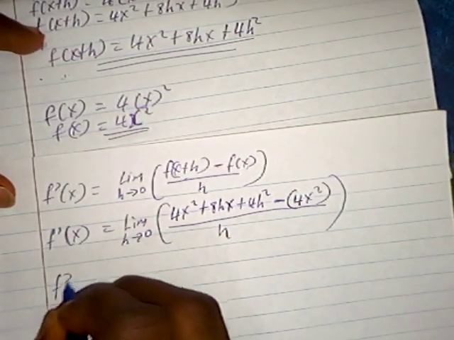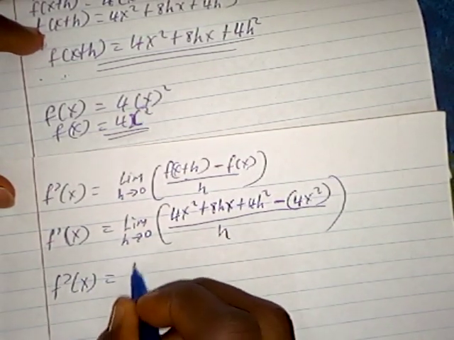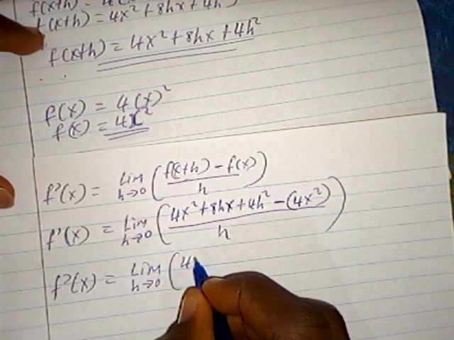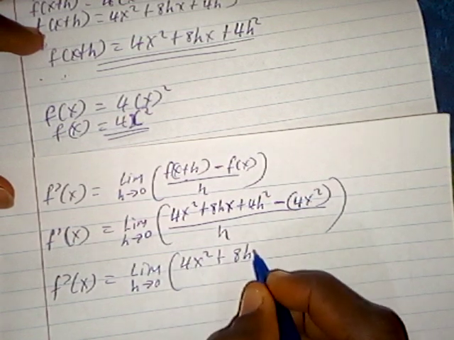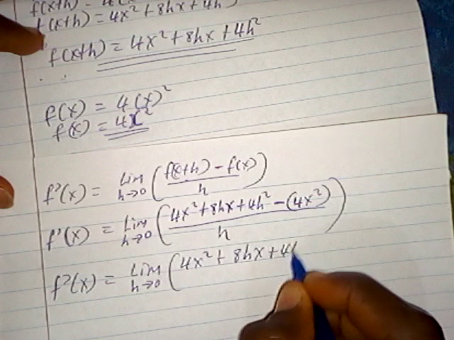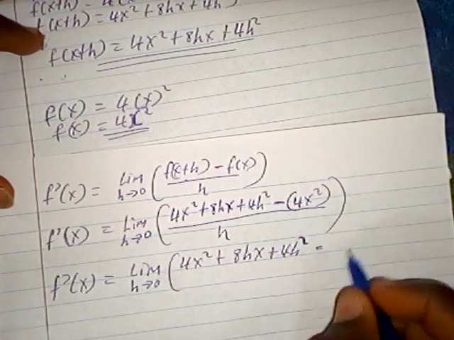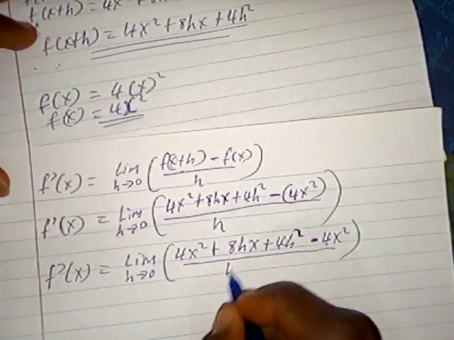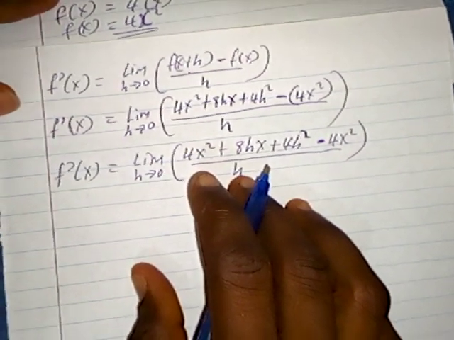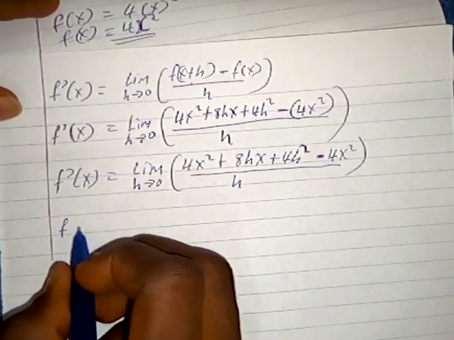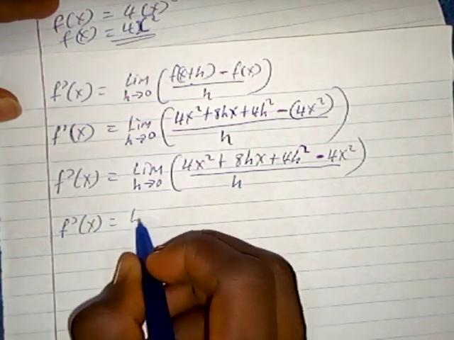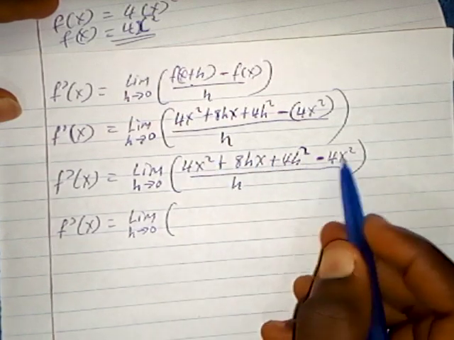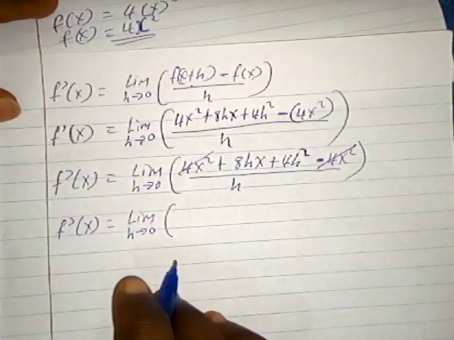Is it clear? So the first derivative is equals to the limit where h is moving towards 0, right? Now what are we going to do? 4x squared plus 8hx plus 4h squared minus 4x squared. You see? All upon what? H. Is it clear? Good. Now what next? The first derivative, right? The limit where h is moving towards 0. Now see, 4x squared minus 4x squared, they cancel. 0. 4x squared minus 4x squared is 0.